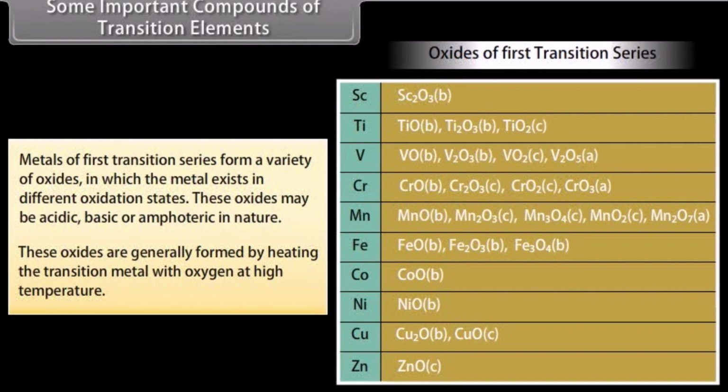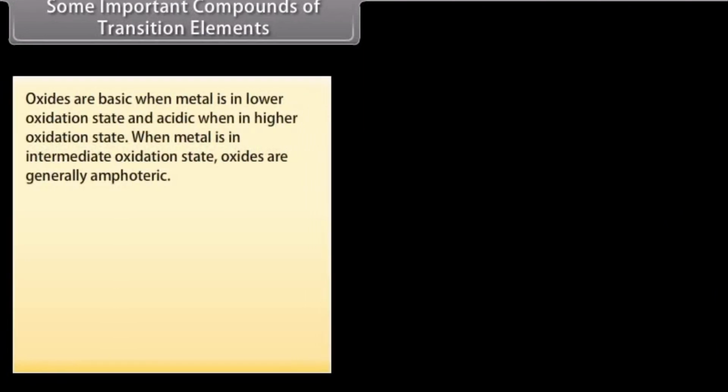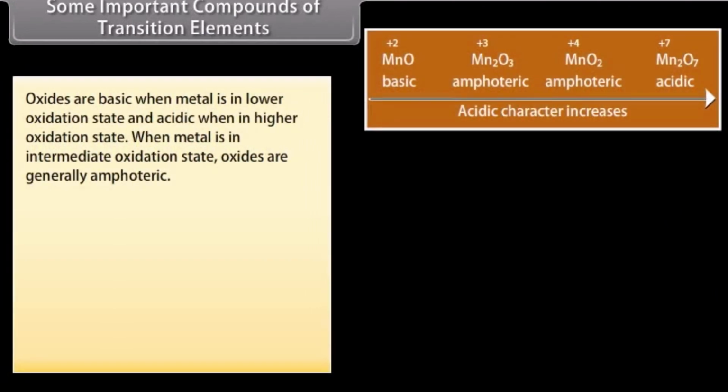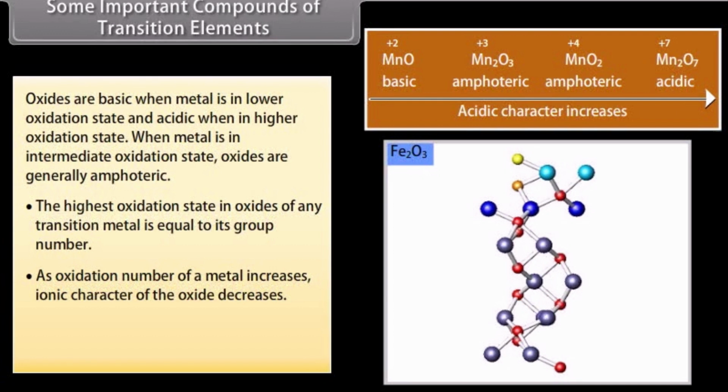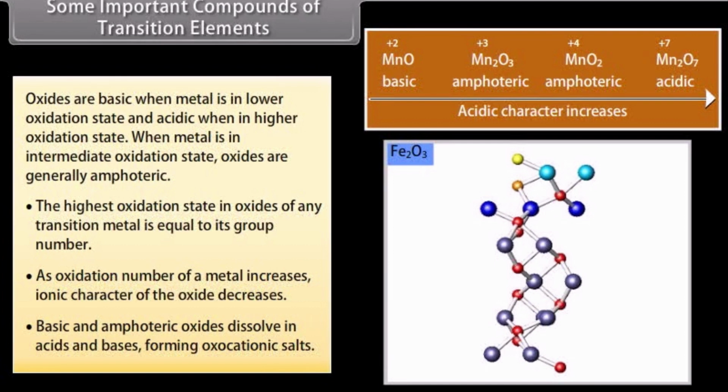These oxides are generally formed by heating the transition metal with oxygen at high temperature. Oxides are basic when the metal is in a lower oxidation state and acidic when in a higher oxidation state. When the metal is in an intermediate oxidation state, oxides are generally amphoteric. The highest oxidation state in oxides of any transition metal is equal to its group number. As the oxidation number of a metal increases, the ionic character of the oxide decreases. Basic and amphoteric oxides dissolve in acids and bases, forming oxocationic salts.